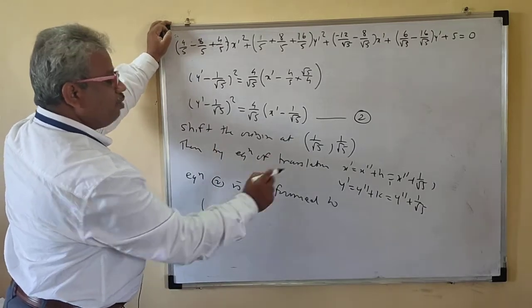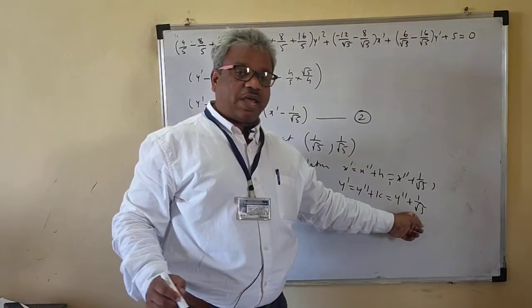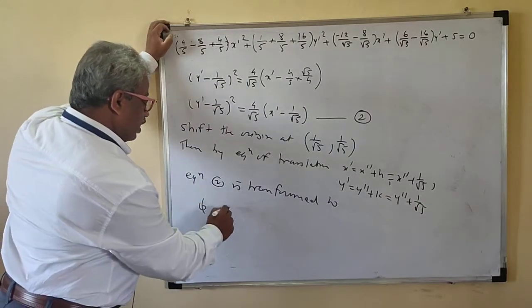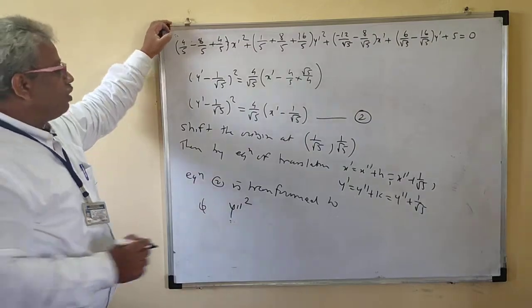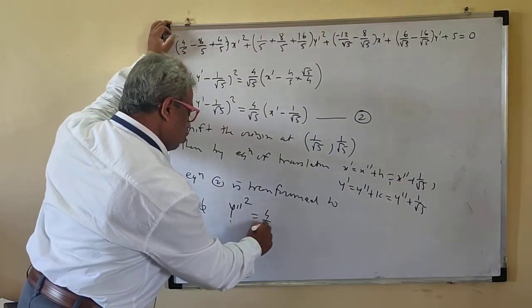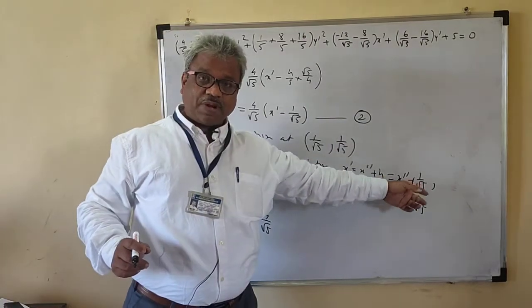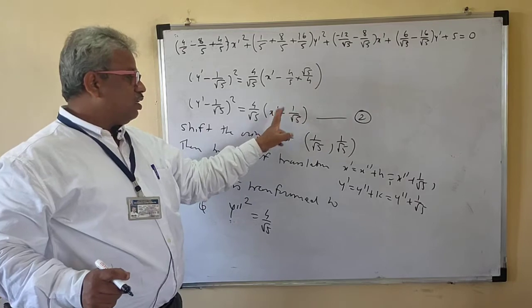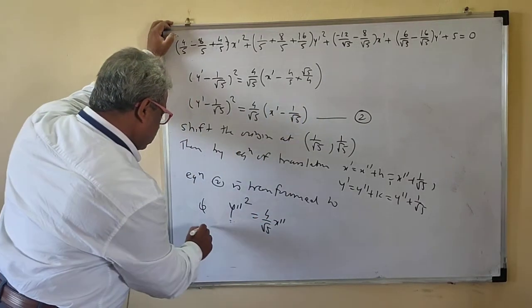So x prime, y prime is what? See, the value of y prime is what? Y double prime plus 1 by root 5 minus 1 by root 5. So what we get then? This is y double prime square is equal to 4 by root 5. What is x double prime? X prime is x double prime plus 1 by root 5, so 1 by root 5 minus 1 by root 5 gets cancelled. So this is x double prime. Right?